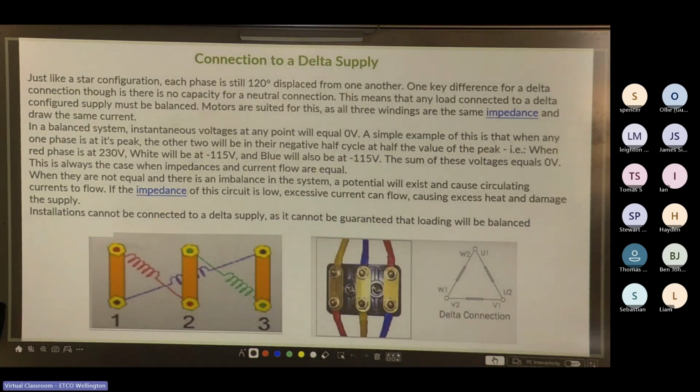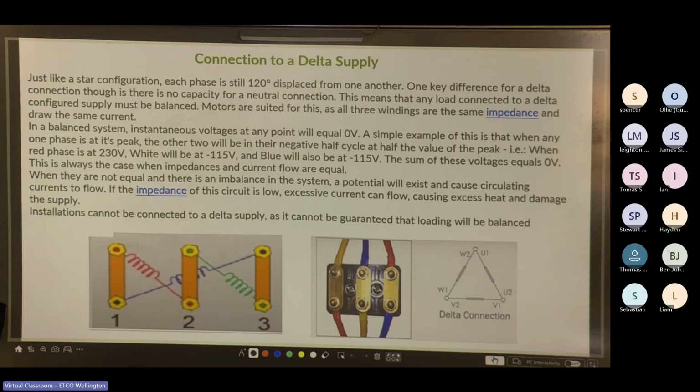Cool. So connection to a delta supply. Just like a star configuration, each phase is still 120 degrees displaced from one another. One key difference for a delta connection, though, is there is no capacity for a neutral conductor or connection. This means that any load connected to a delta configuration supply must be balanced.